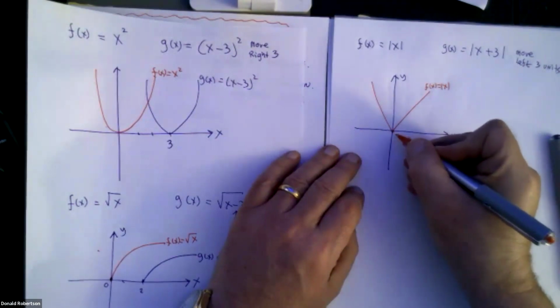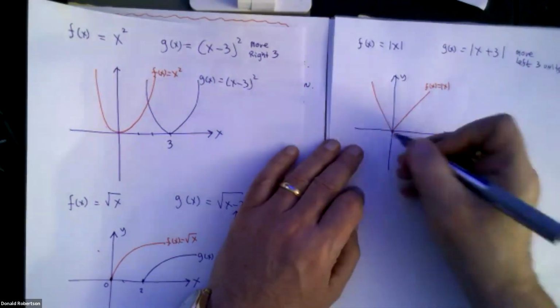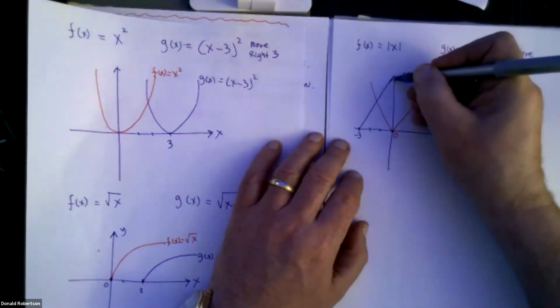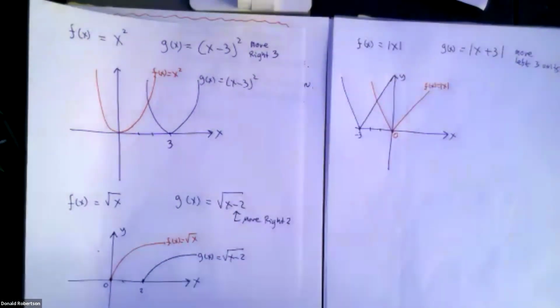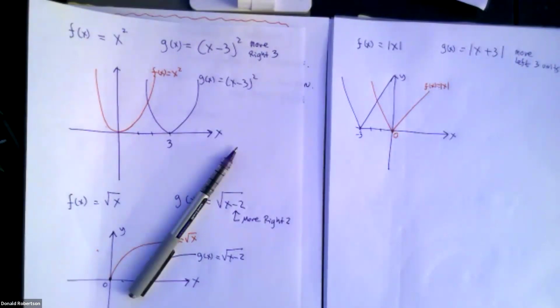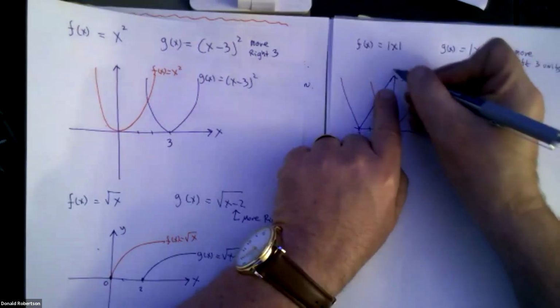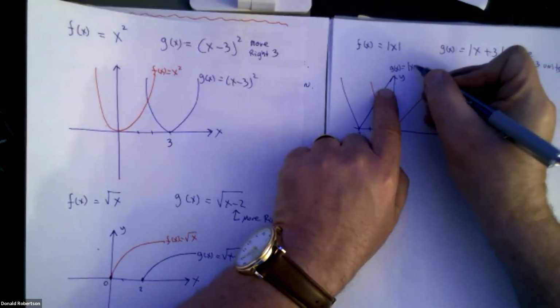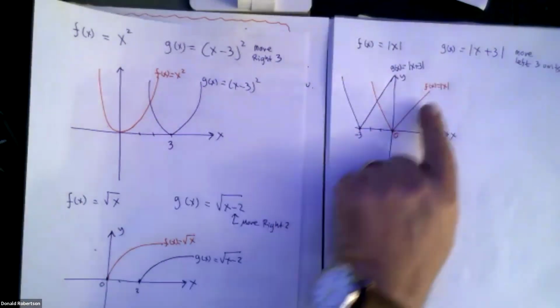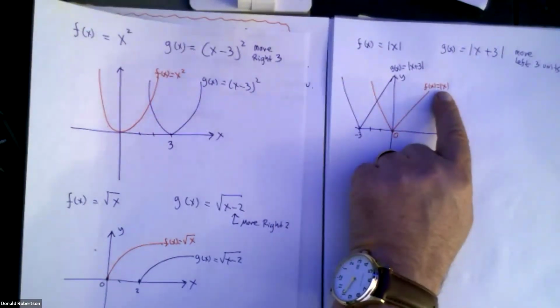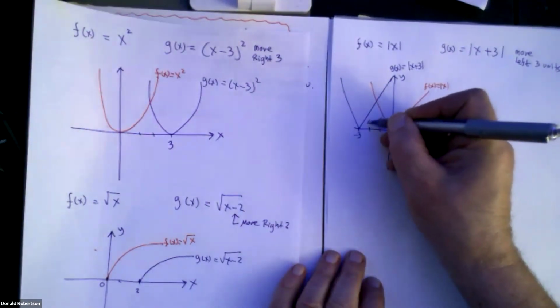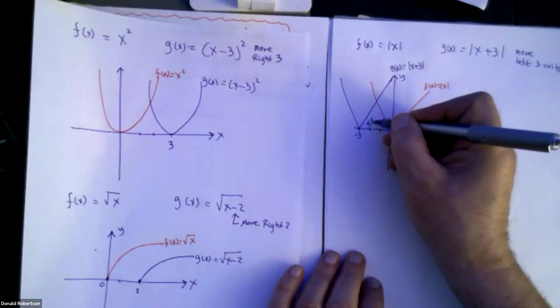So you imagine that point. You go 1, 2, 3. That takes you to here. There's your guy. And that's what the absolute value of X add 3 looks like. It's a transformation of the absolute value of X, moving everybody 3 units that way.